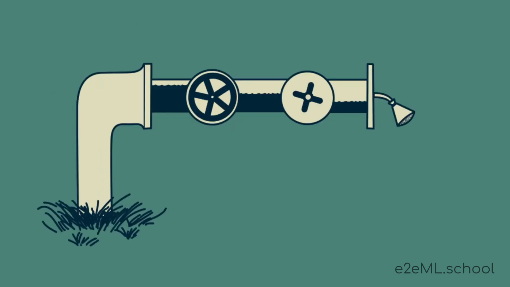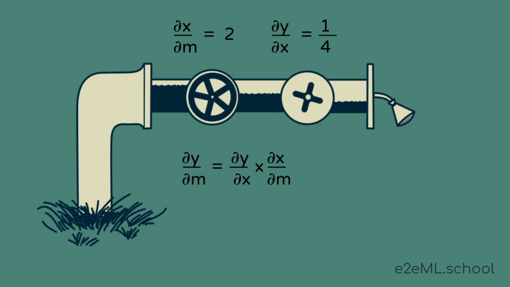Now we can play out what would happen to the shower head flow rate if we increase the main valve position by 1 unit. dx/dm says the house flow rate X would go up by 2. And since we know that every unit of house flow rate increases the shower head flow rate by 1/4, we can multiply the two together to get the net result. 2 times 1/4 equals 1/2. So chaining these together, a unit change in the main valve position M gives an increase in the shower head flow rate of 1/2 a unit.